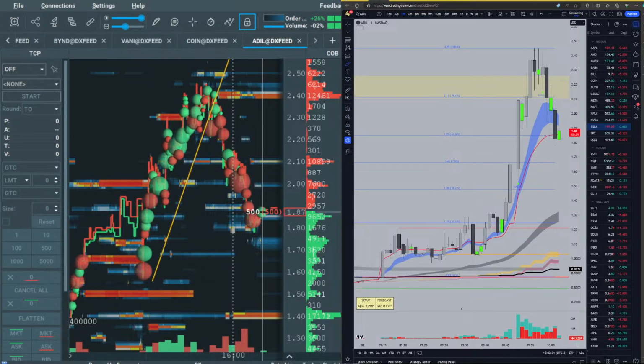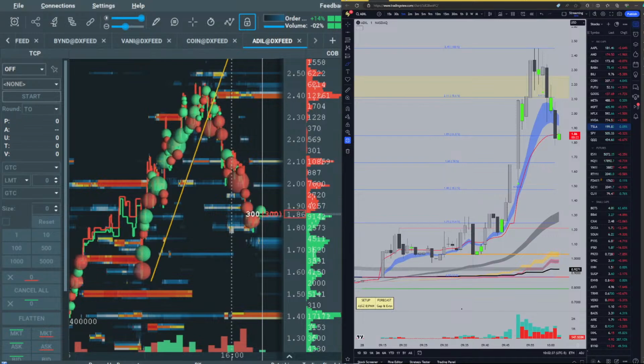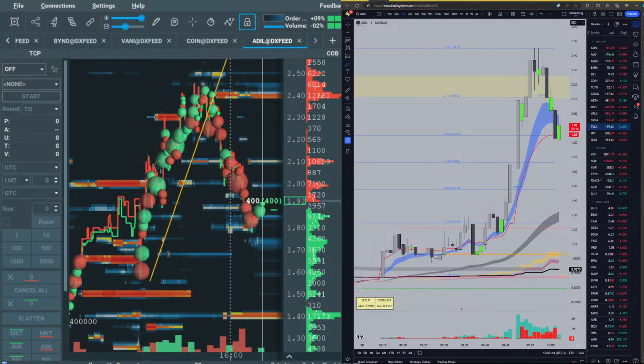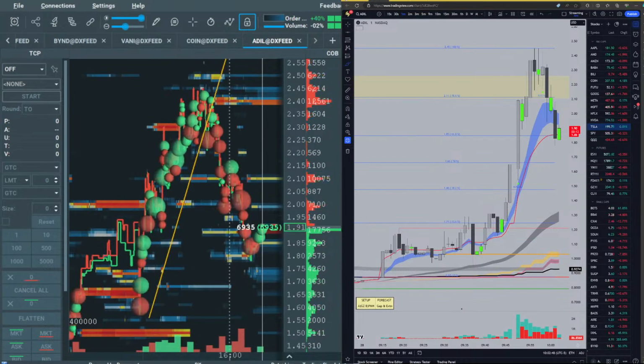From $7 to 480. I'm seeing some trade from $7 till 480 on Vanny. Nice work, guys. Nice work.